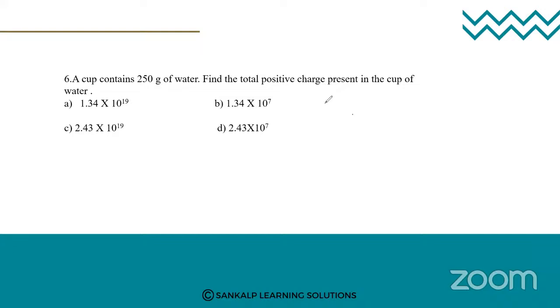Here we have the mass of the water. Stepwise we will solve. Mass of water is 250 gram. Molecular mass of water, in chemistry you might have studied this. What is the molecular mass of water? Very good, 18 grams. So the molecular mass of water is 18 gram.